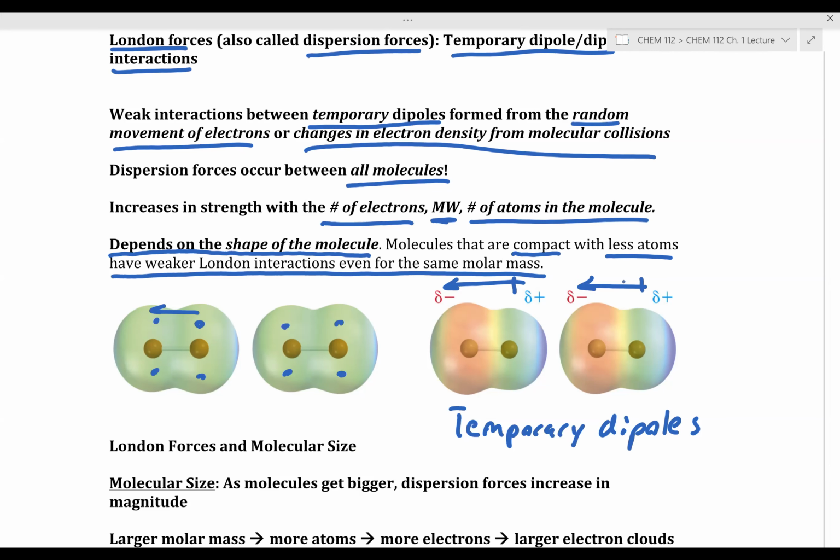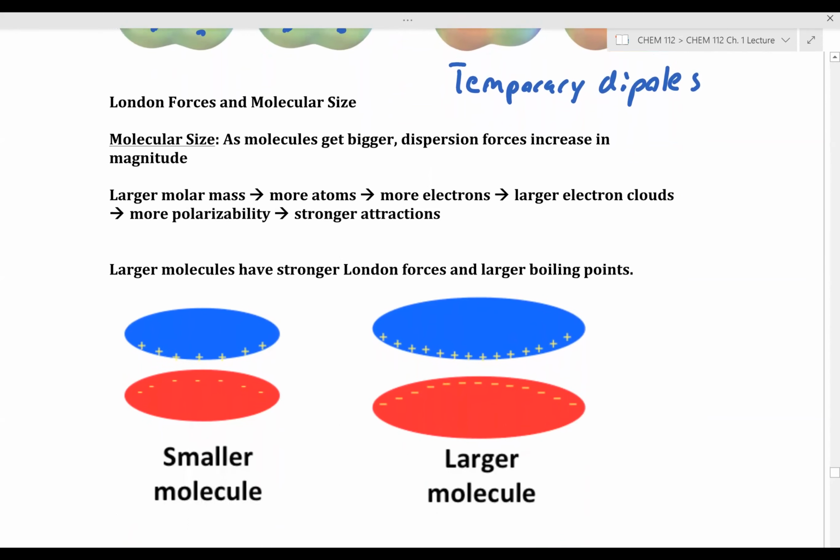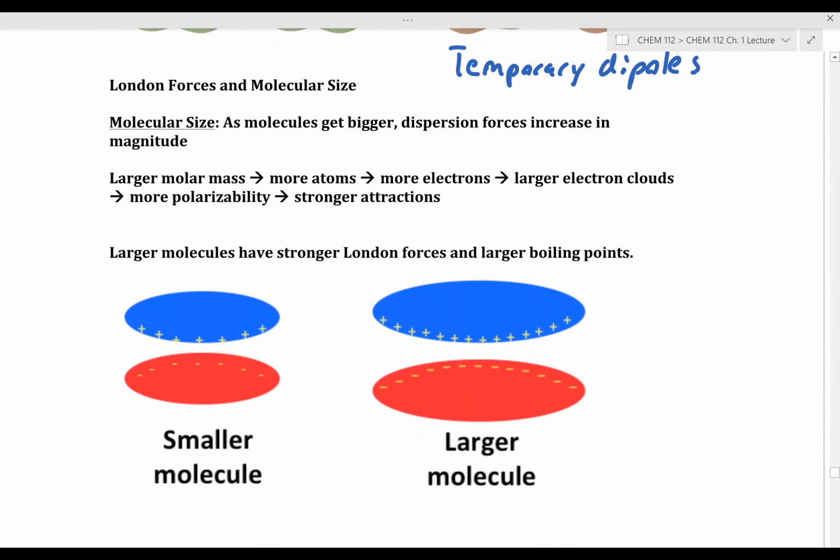Let's, as organic chemists, start to take a look at structure and how it affects function. Let's take a look at London forces and molecular size. And this is the best picture I can come up with to explain this idea of why longer molecules with a larger number of atoms have stronger London forces. So in general, as molecules get larger, dispersion forces increase.